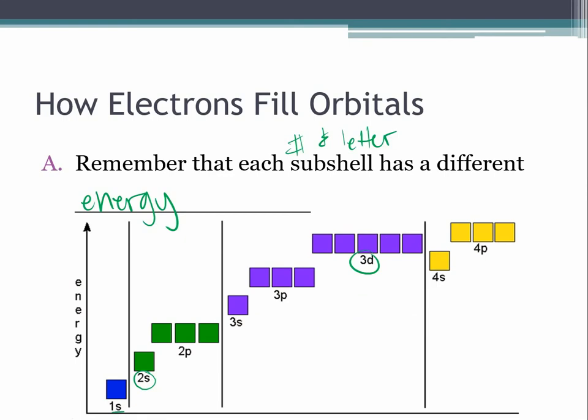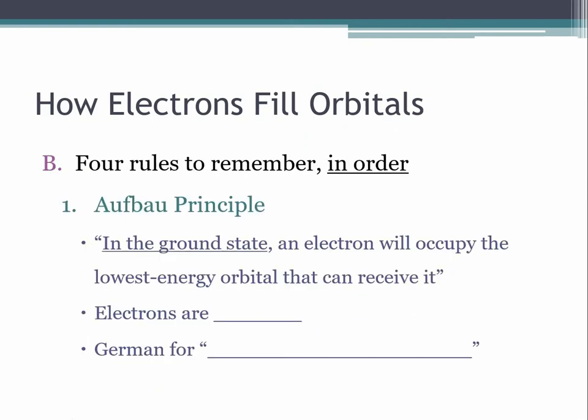That's going to be really important as we're going over these 4 rules to remember, and you need to remember them in order. So our first rule is the Aufbau principle. The Aufbau principle says in the ground state, which so far we haven't learned anything besides ground state, assume everything is in the ground state until you're told otherwise. In the ground state, an electron will occupy the lowest energy orbital that can receive it.